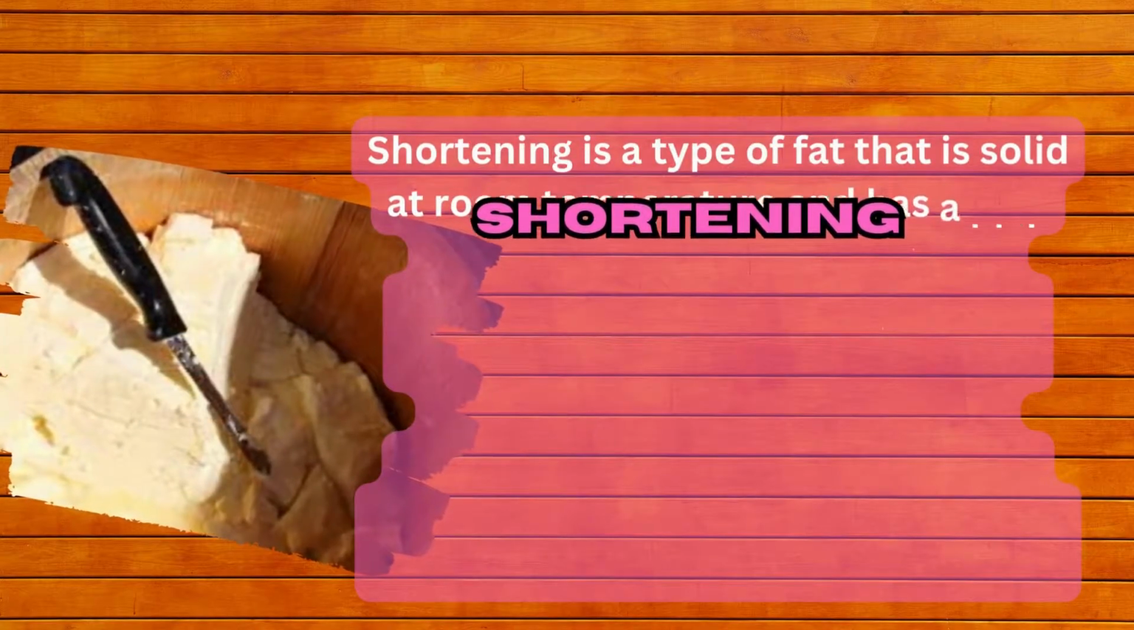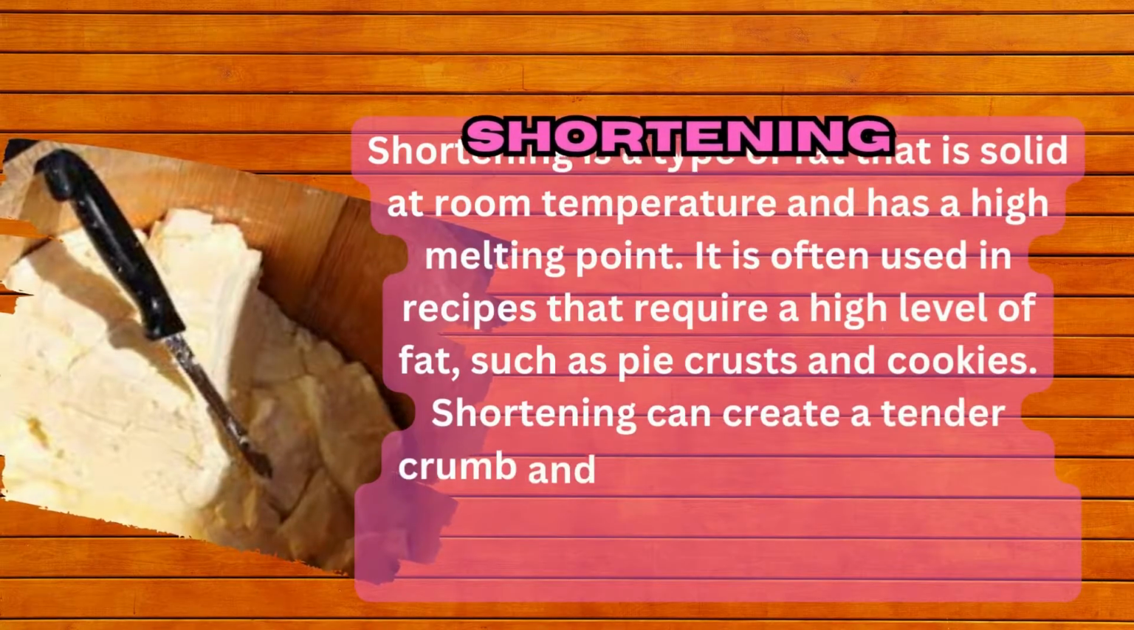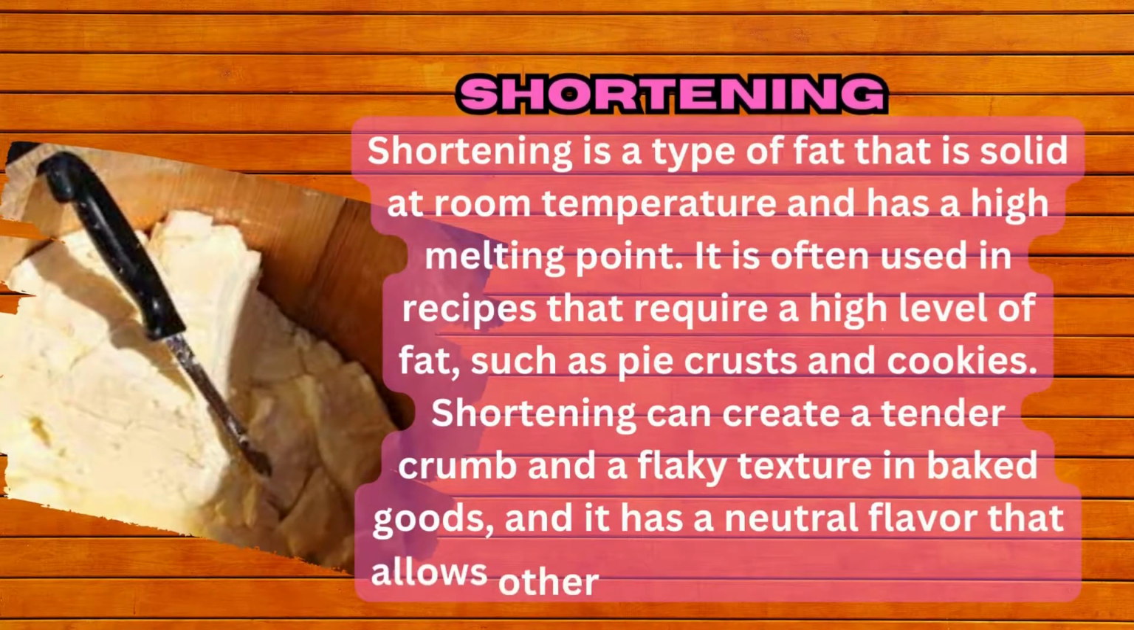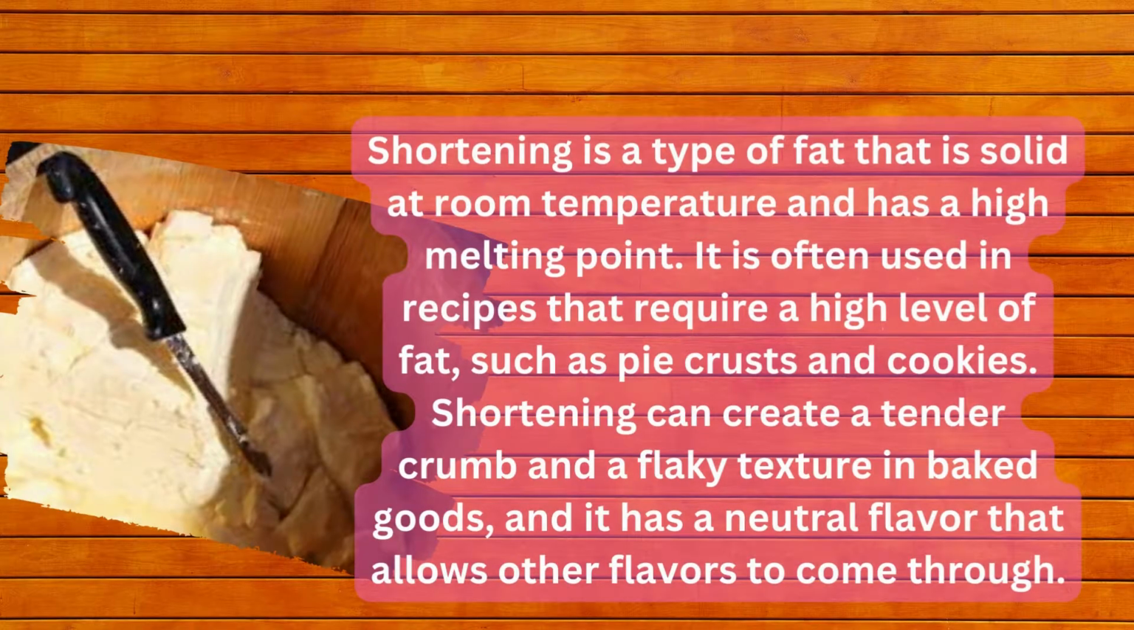B. Shortening. Shortening is a type of fat that is solid at room temperature and has a high melting point. It is often used in recipes that require a high level of fat, such as pie crusts and cookies. Shortening can create a tender crumb and a flaky texture in baked goods, and it has a neutral flavor that allows other flavors to come through.